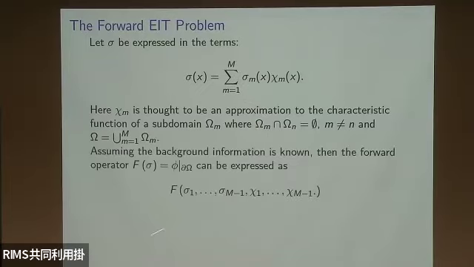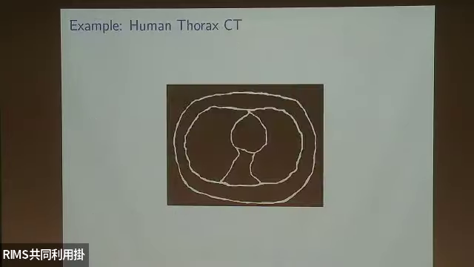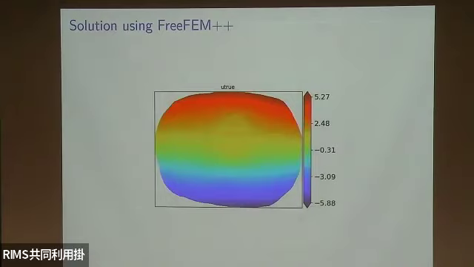So with this, we can make our sigma finite dimensional, because our goal is now to reconstruct the values of sigma 1 up to sigma sub m minus 1. For example, here you can think of this as your omega sub 1, omega sub 2, omega sub 3, omega sub 4. Then you can determine the values of your conductivity here, here, here, and here. In this problem, if you solve this using FreeFEM, the solution looks like this. This is the forward problem.